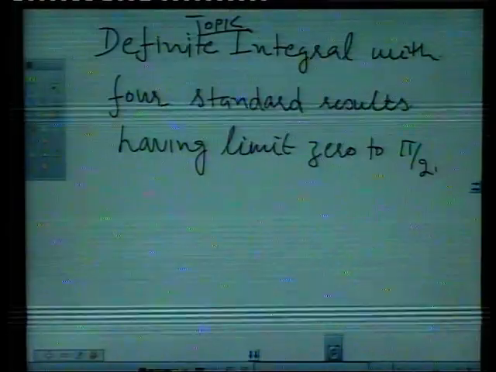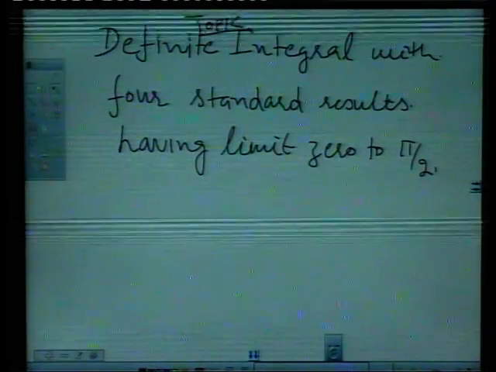Good morning, students. Today our topic is definite integral with four standard results having limit 0 to pi by 2. Let's find out its first formula.